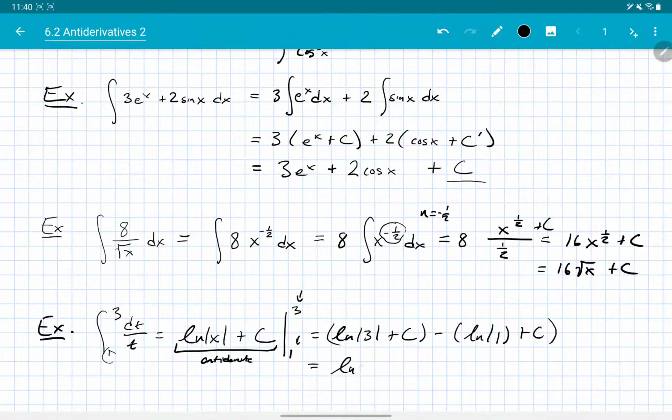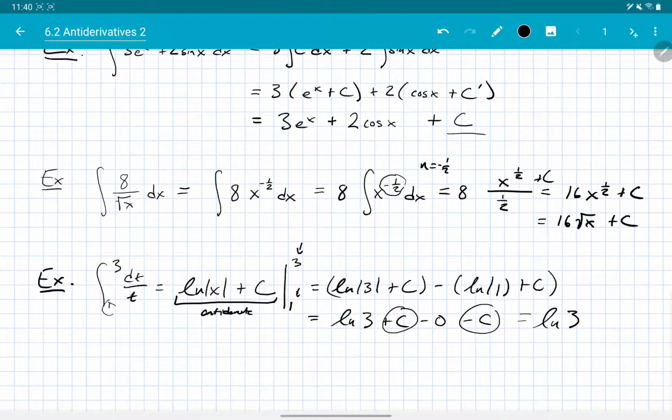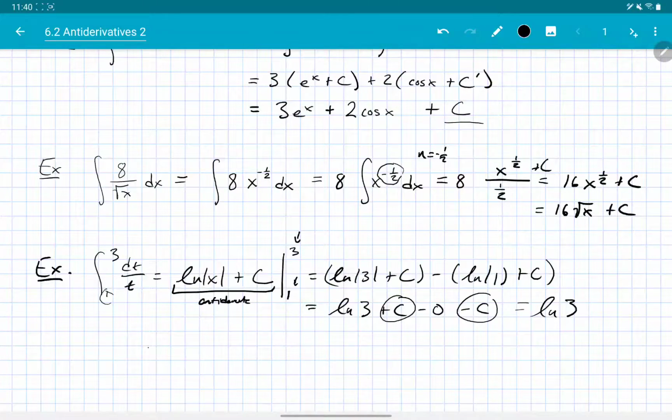Now natural log of 3 is something. Natural log of 1 is 0. But look, we're adding the constant and subtracting the constant. For that purpose, often when you're doing definite integrals, you suppress the constant. It would be perfectly fine to write this, right? This is only when we have limits of integration that we can suppress the constant, because it's going to wash away.